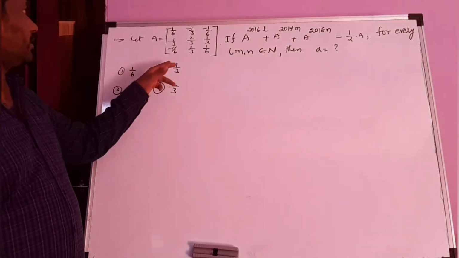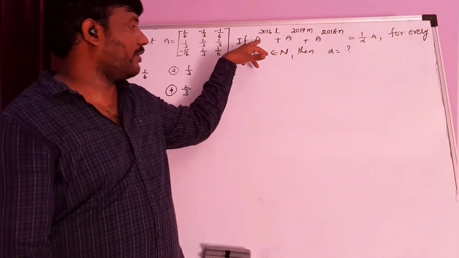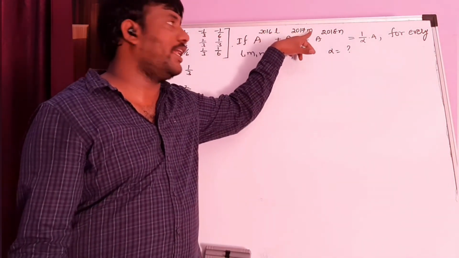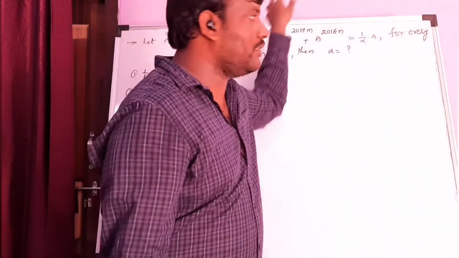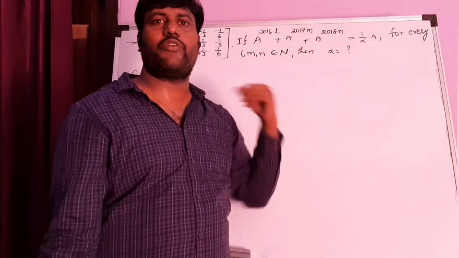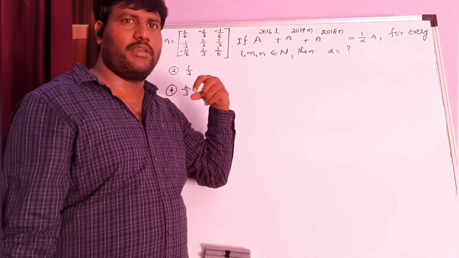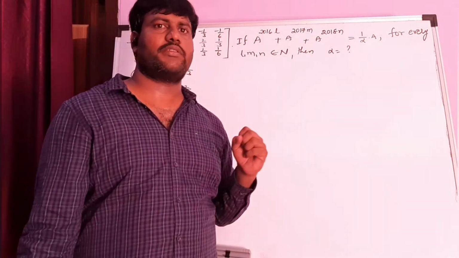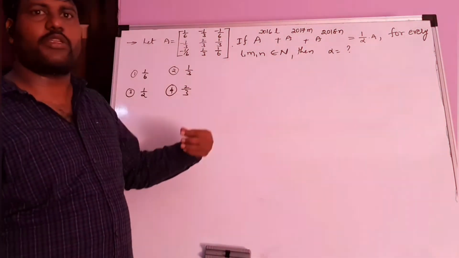Students, next problem. A is given with some fractions. We need to find, also given, A power 2016 L plus A power 2017 M plus A power 2018 M is equal to 1 by alpha into A. This is given. The elements belong to the natural numbers. Then you need to find the value of alpha. Students, whenever you see this type of problem, if it is 2016, we can't calculate A power 2016, but there is some logic behind this. So that logic you need to find.